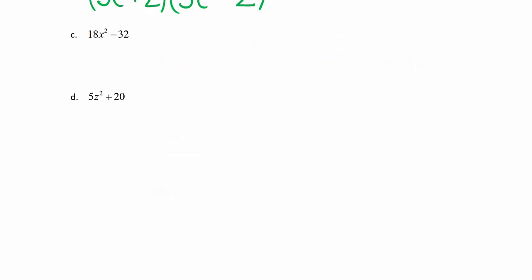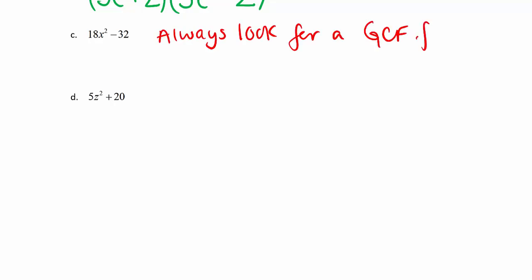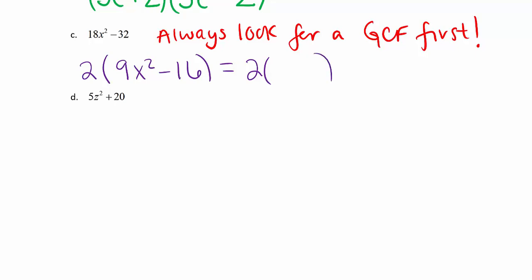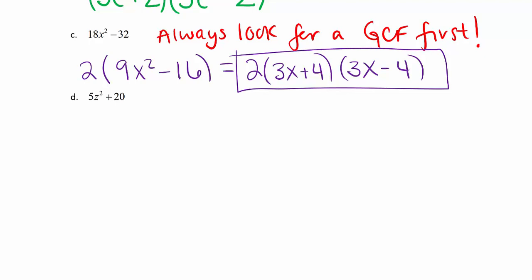Now what about examples C and D? Well, 18 and 32 are not perfect squares. However, anytime we're factoring, the very first thing we should be doing is actually looking for a GCF. And that might actually help us with this problem. 18 and 32 are both divisible by 2. We can pull a 2 out front, and we're left with 9x squared minus 16. Now we have perfect squares. 9 is the same thing as 3 squared, and 16 is the same as 4 squared. So it'll be 3x plus 4, 3x minus 4. Notice that the GCF, the 2, is still part of that final answer.